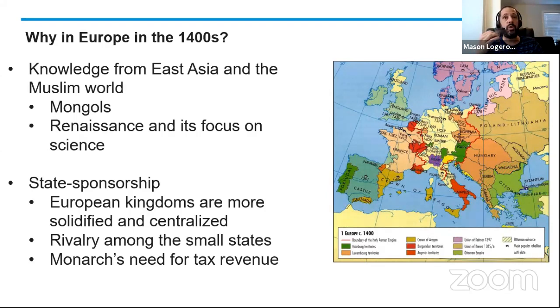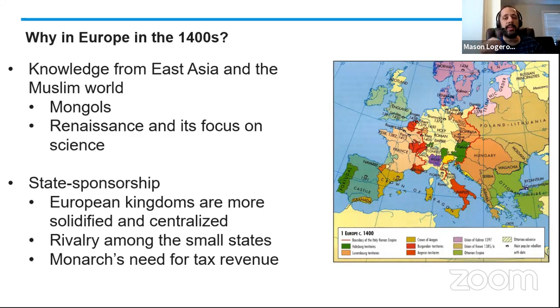But with these new governments, monarchs feel the need for more money, because of course, more money means more political power. How do kings get money? Through taxes. Where do you get taxes from? Through trade. So you see competition over trade routes.